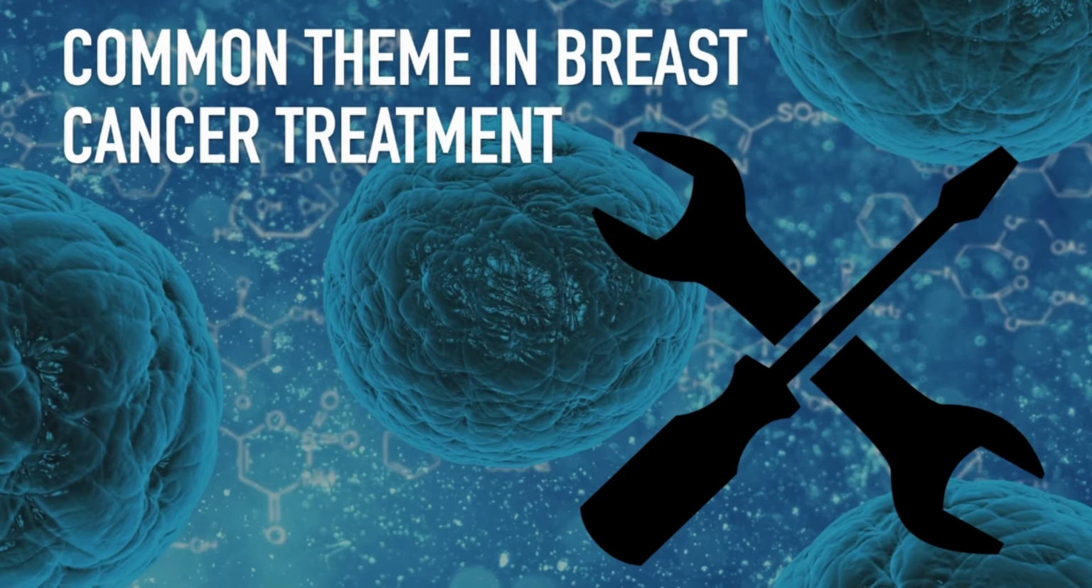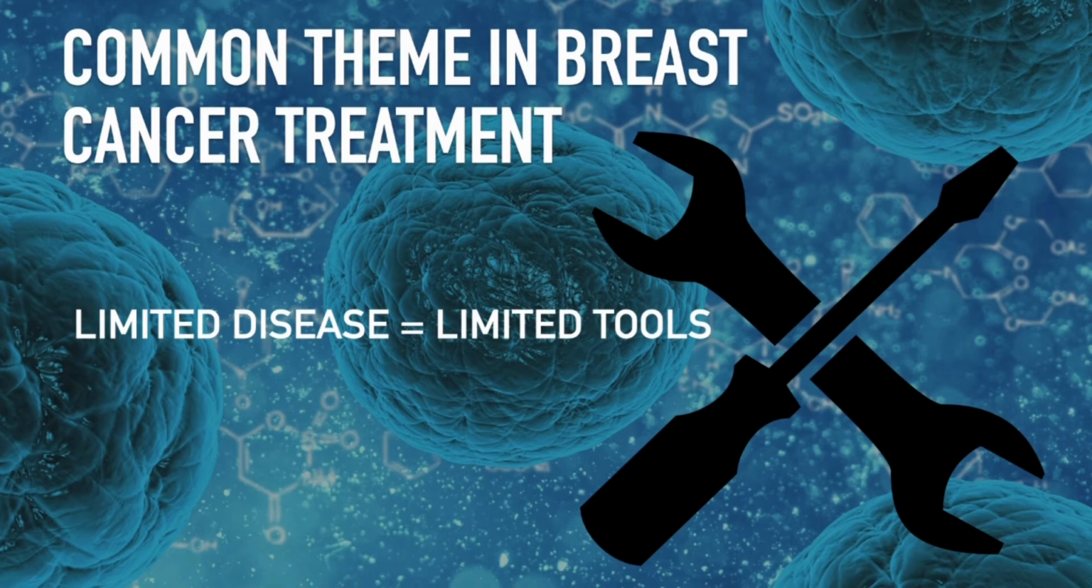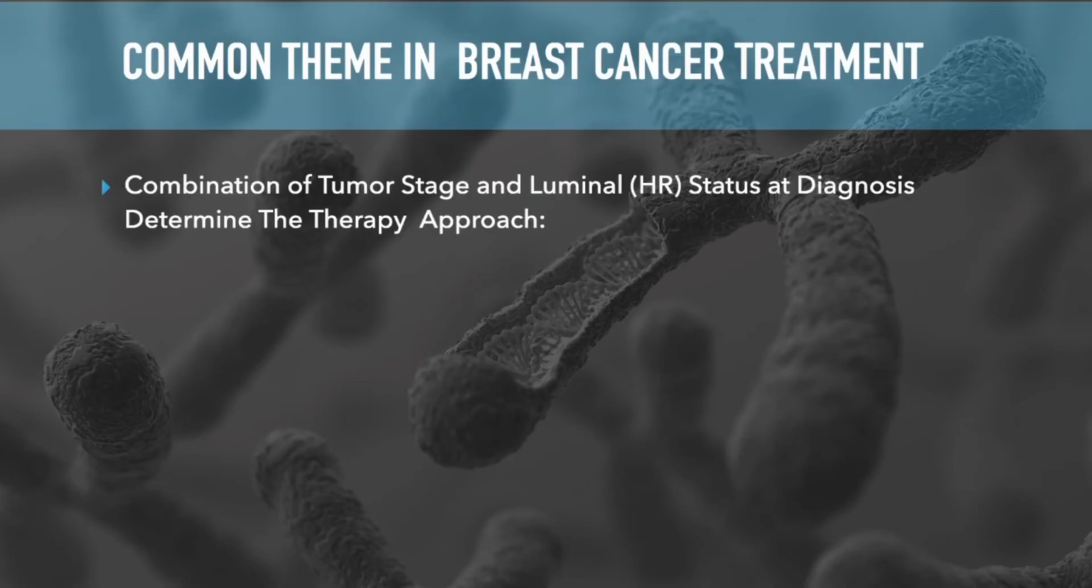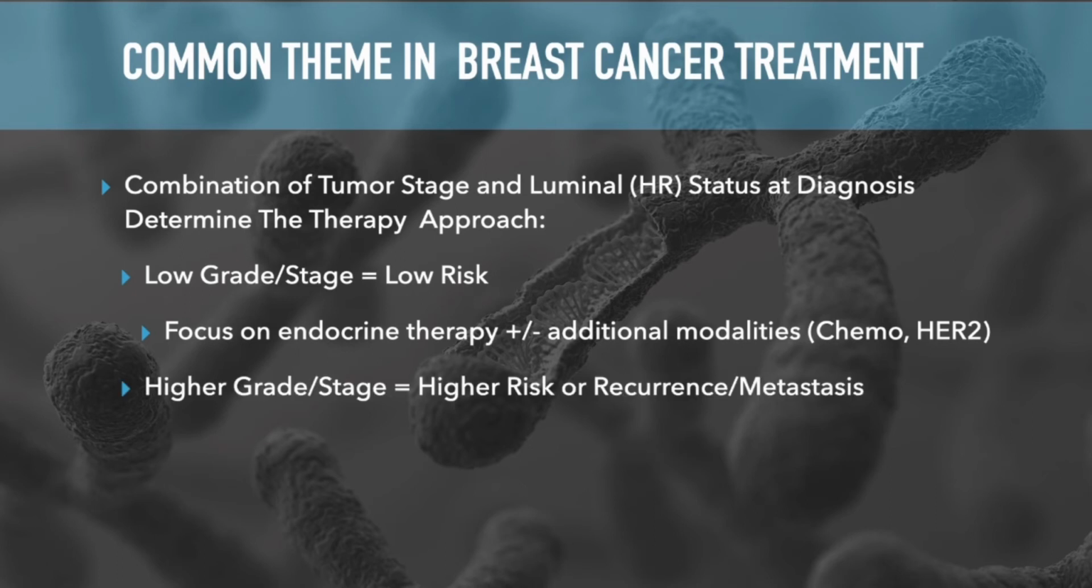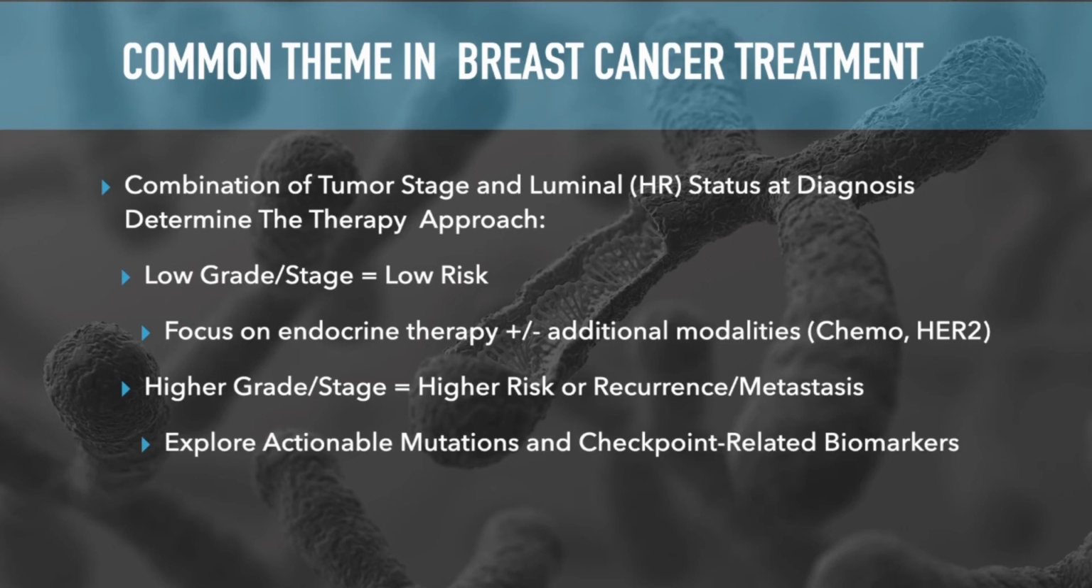So in the next couple of minutes, we'll talk about the common theme: limited disease, limited tools. There's no need for additional tools. If the tumor stage and the luminal status are favorable, then this is a low-risk patient, doesn't require a lot of tools to treat, focus on endocrine therapy plus minus chemo or HER2 therapy. But if the tumor grade or the stage is high, then this is a higher risk, or if the tumor is recurrent or metastatic, then we need to explore actionable mutations and checkpoint-related biomarkers.